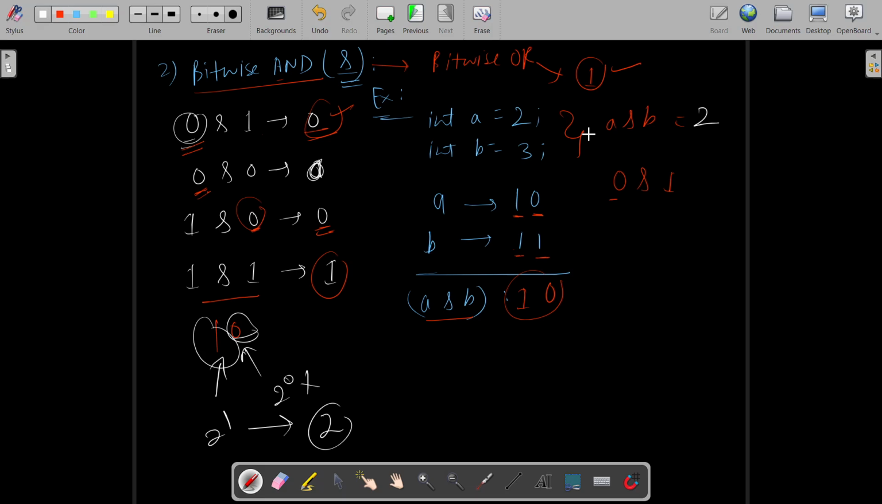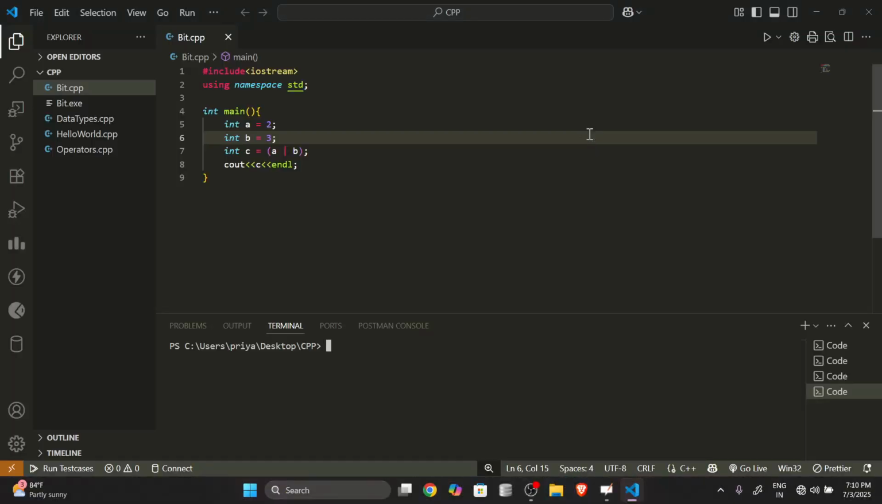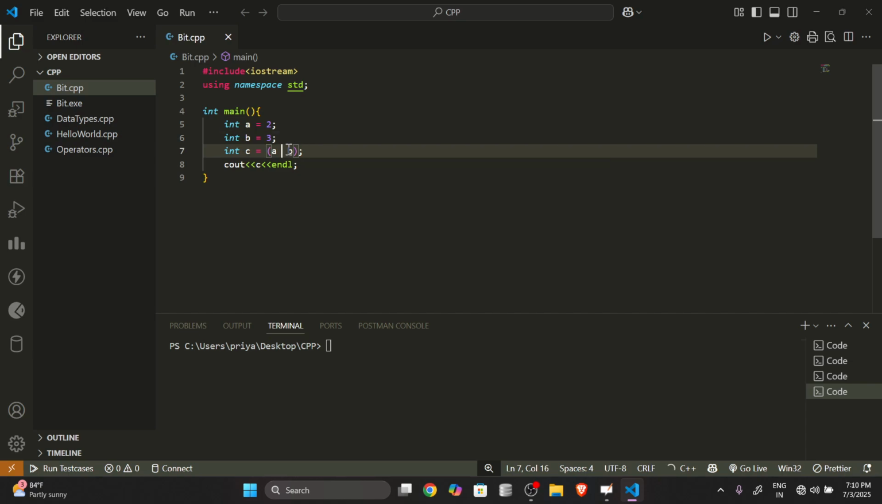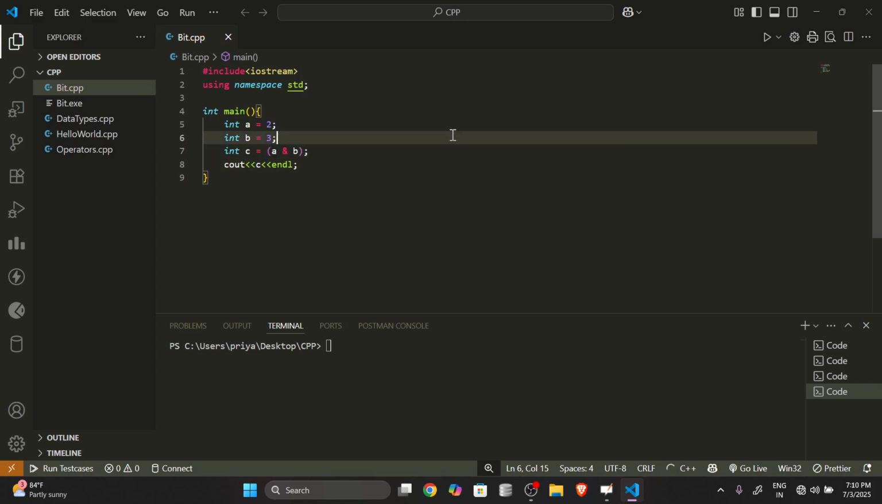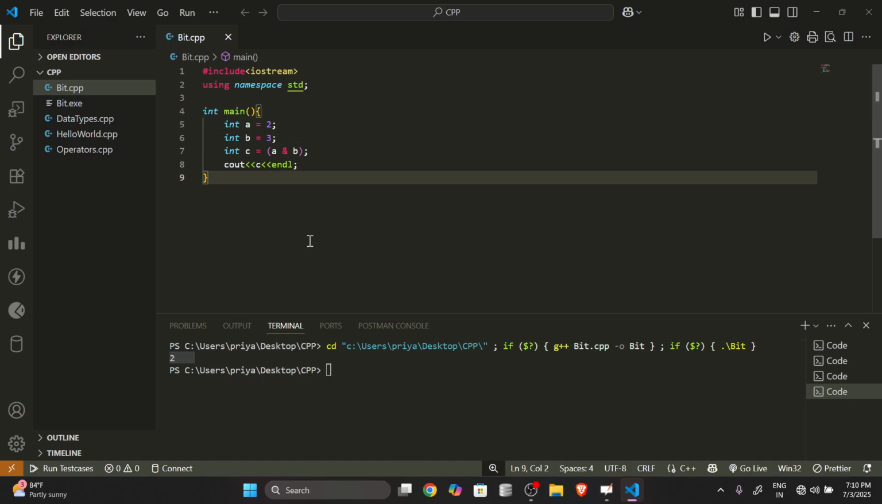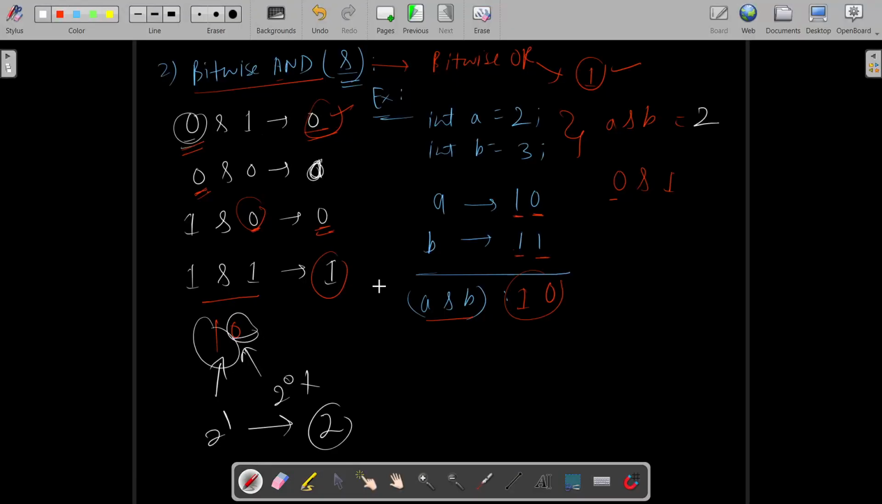Let's see by executing the program. If we change this to bitwise AND and try to print this, we get the output as 2, right? Yeah, so we got the output as 2. So this implies that we are absolutely correct till now.